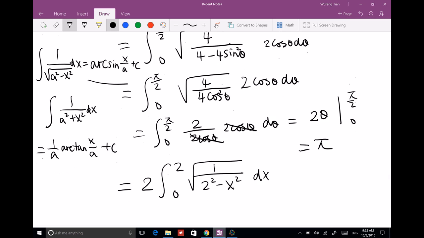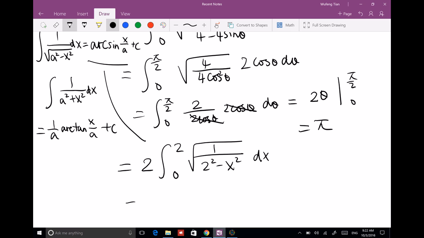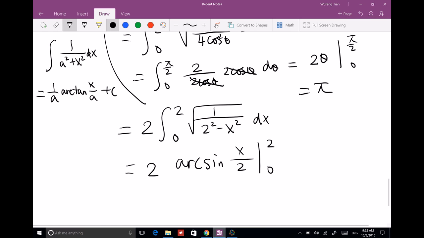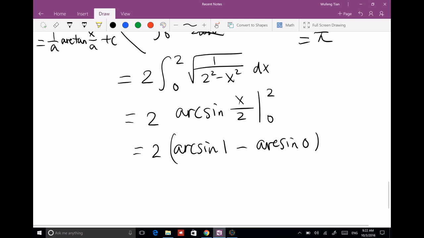What you need to do is just apply the formula. So it's 2 arcsin(x/2) from 0 to 2. Now just plug it in directly. 2 arcsin(2/2) is 1, minus arcsin(0), plug in 0. Arcsin 1 is pi over 2 because sine of pi over 2 equals 1. So it's 2 times pi over 2 minus 0, which is also pi.